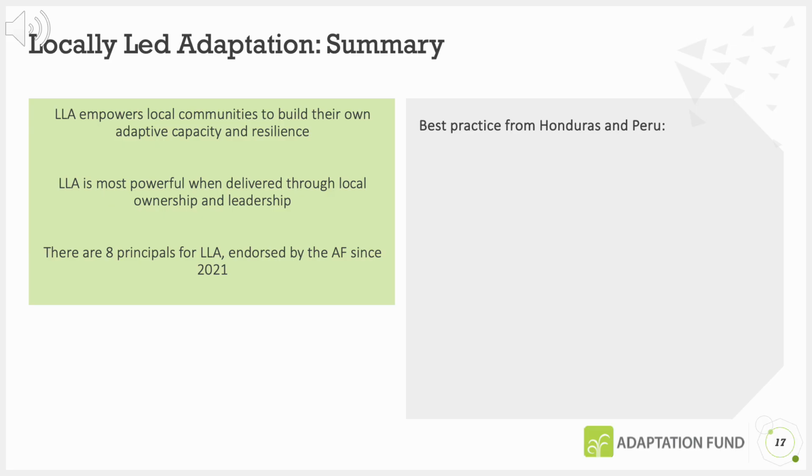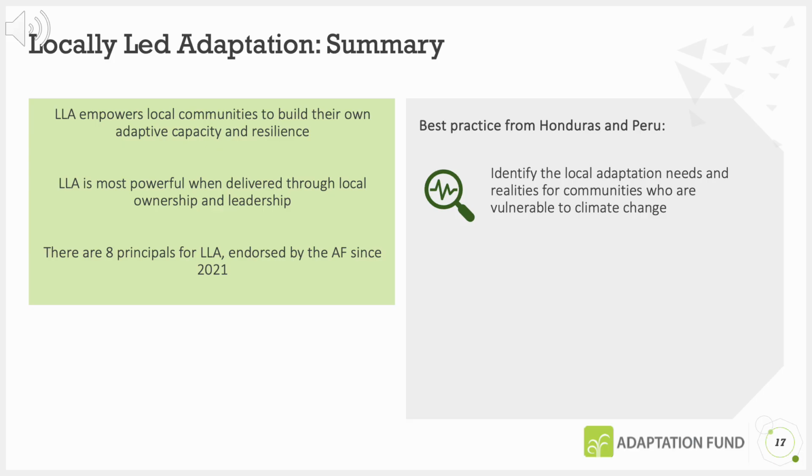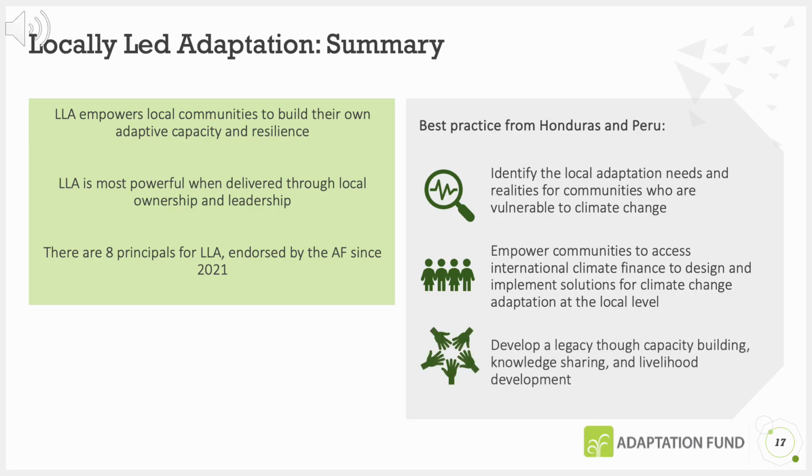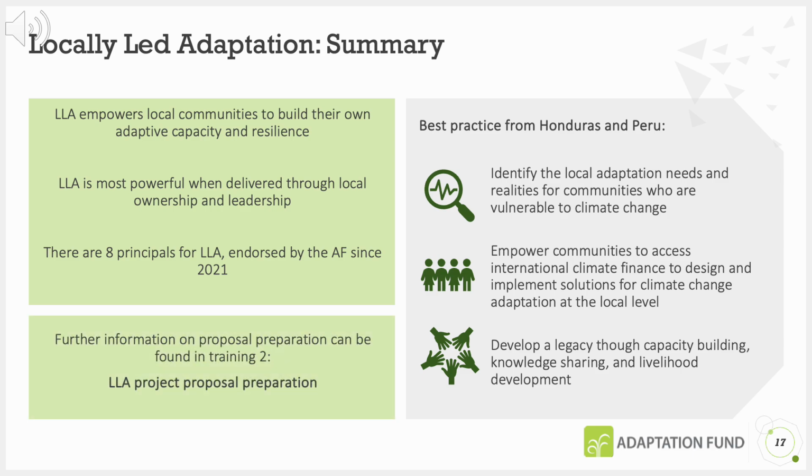Best practice examples from Honduras and Peru include identifying the local adaptation needs and realities for communities who are vulnerable to climate change, empowering these communities to access international climate finance to design and implement solutions for climate change adaptation at the local level, and developing a legacy through capacity building, knowledge sharing, and livelihood development. Detailed information on proposal preparation can be found in the next training on LLA Project Proposal Preparation.